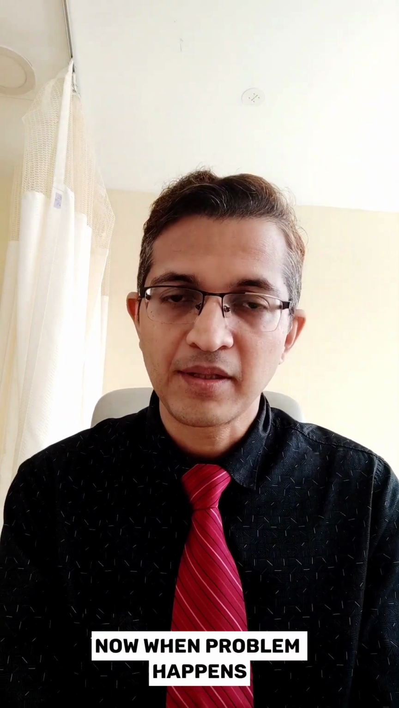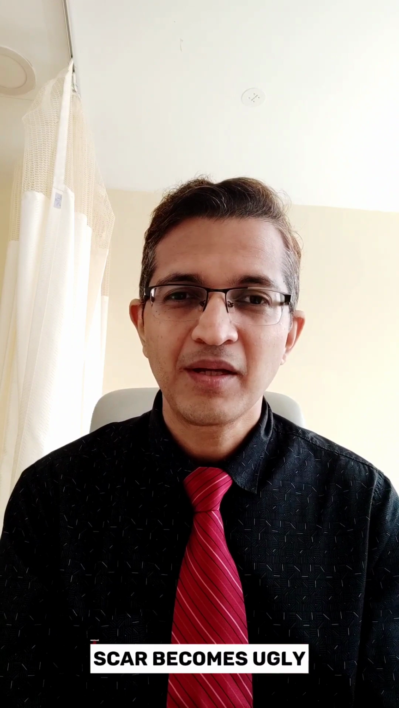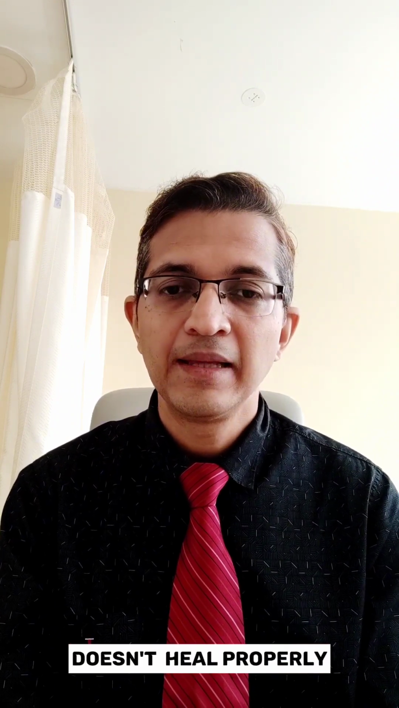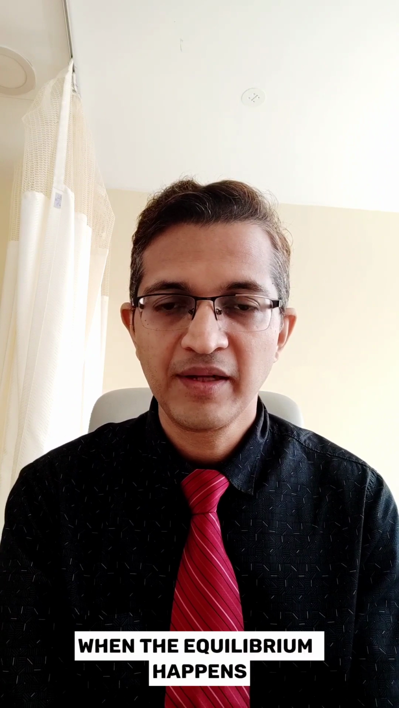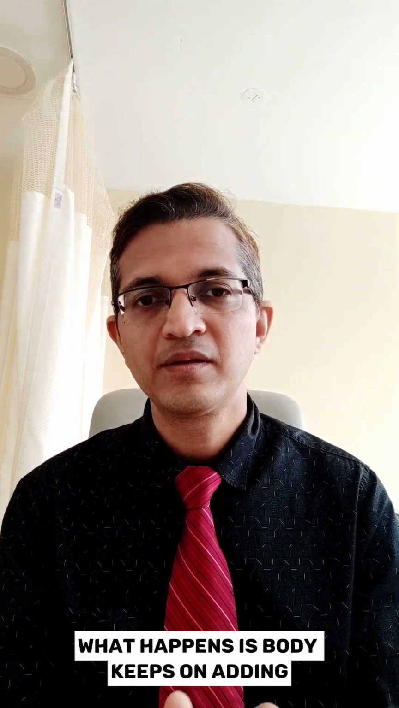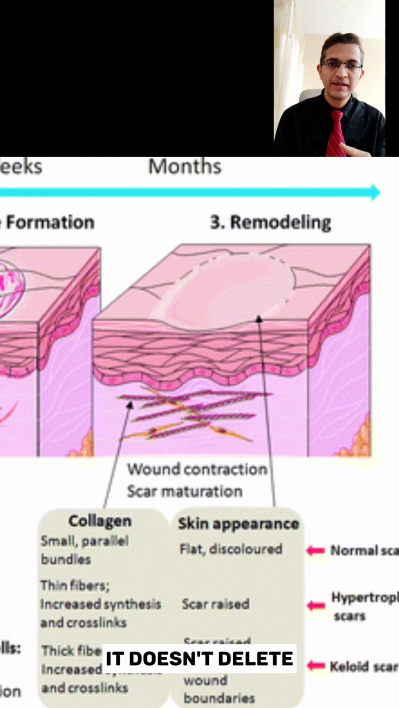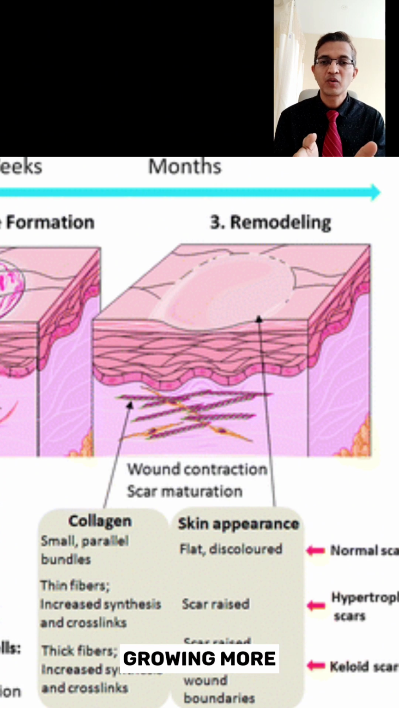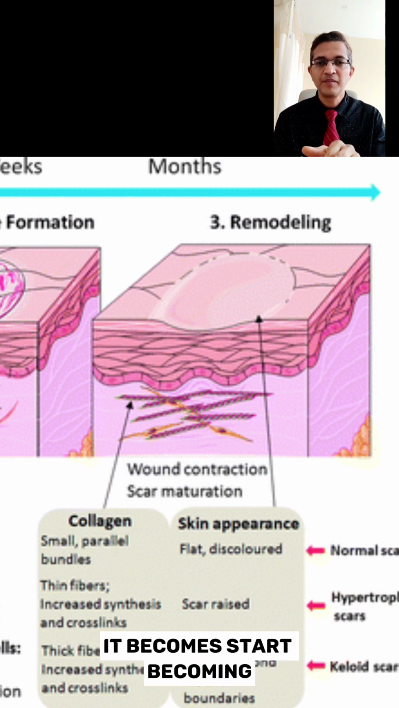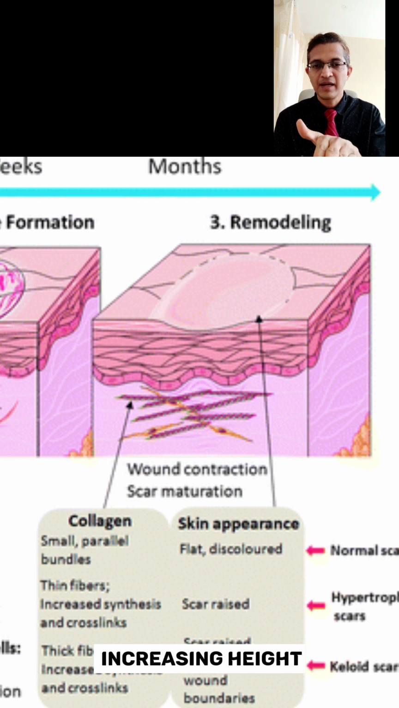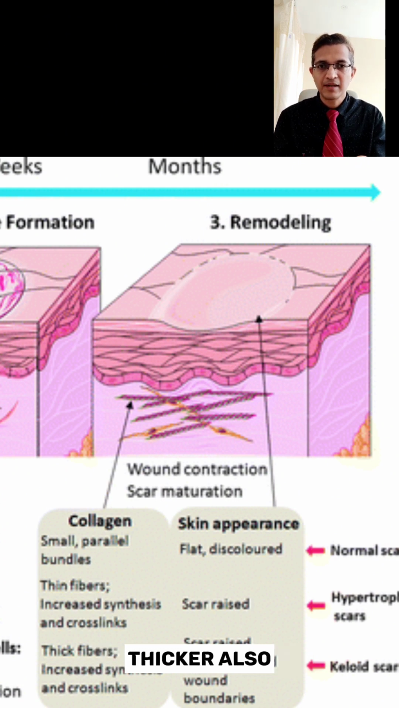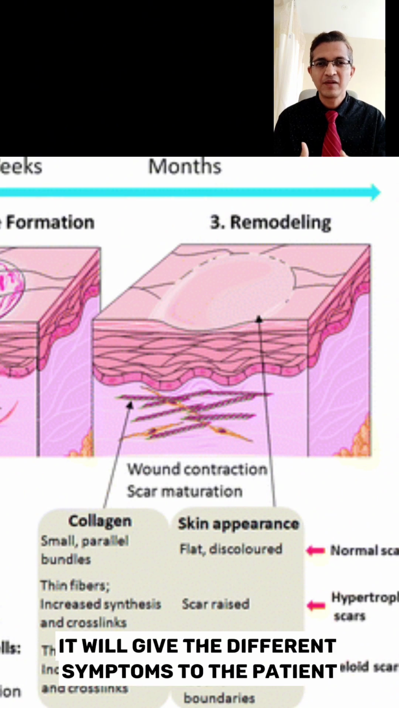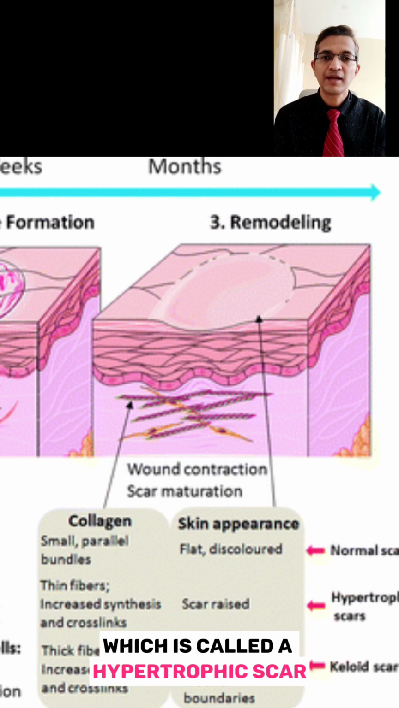Now when the problem happens, when the scar becomes ugly and doesn't heal properly, it is at this 6 to 8 weeks, when the equilibrium should happen. What happens is the body keeps on adding and doesn't delete, meaning remove things. When addition becomes more, the scar starts growing more. It becomes bigger and bigger, increases in height, becomes thicker, and becomes reddish in color. It will give different symptoms to the patient. So there are 2 conditions in this: one is called a hypertrophic scar, hypertrophy, and the other is a keloid.